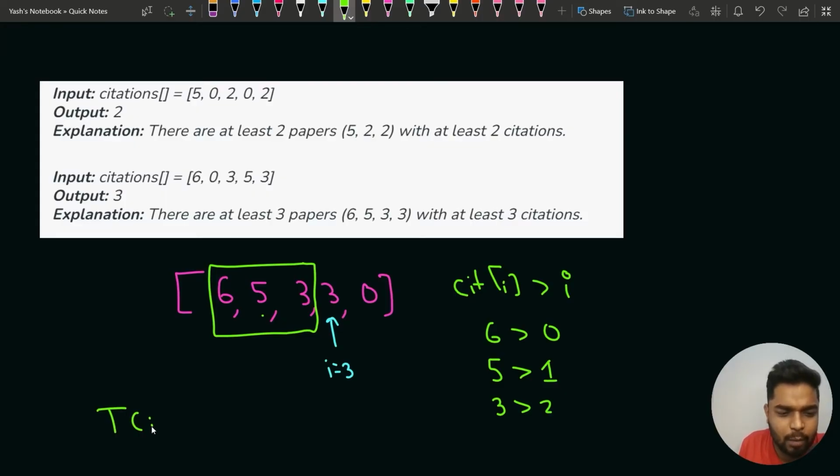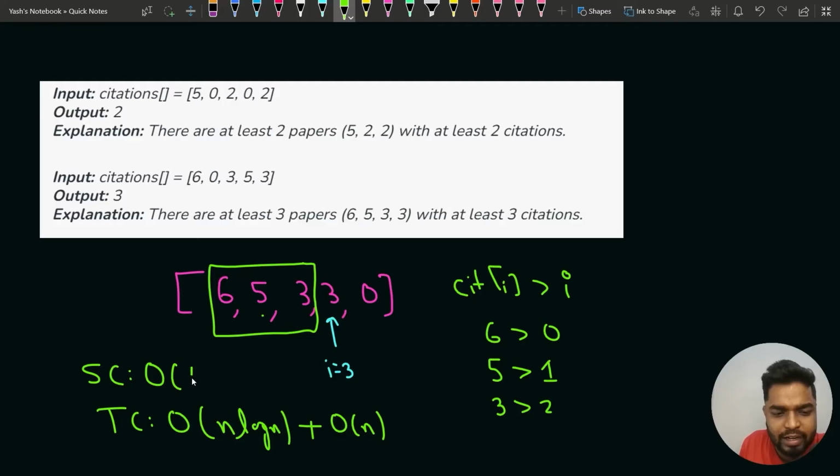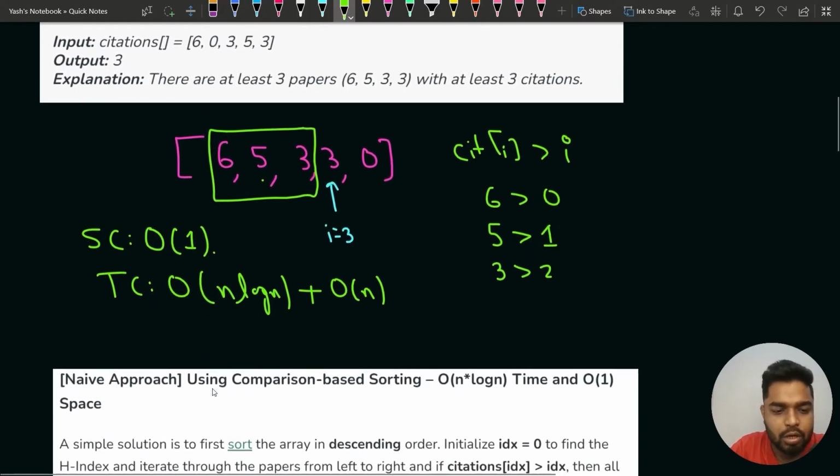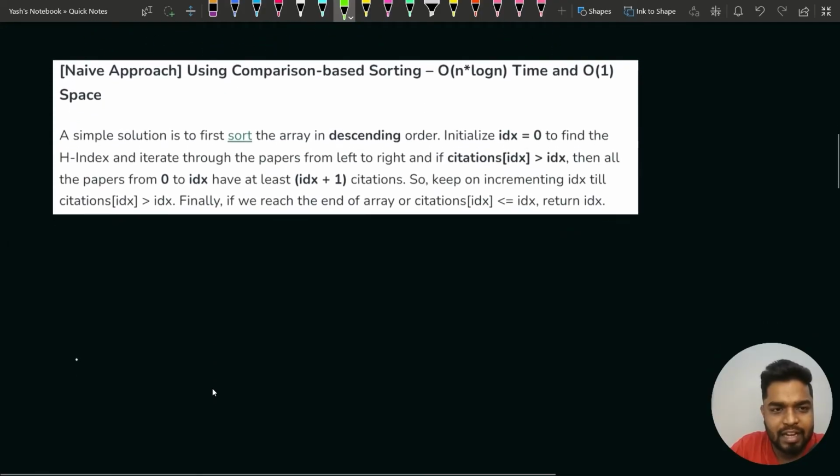So how much time will that take? It will take order of n log n time, because we'll be sorting the array. And then another order of n time will be taken because we'll be iterating throughout this array as well. And if you think about the space complexity of my code, it will be order of 1 here, because I'm not going to use any extra space for this approach. Okay, so you can see here, the naive approach.